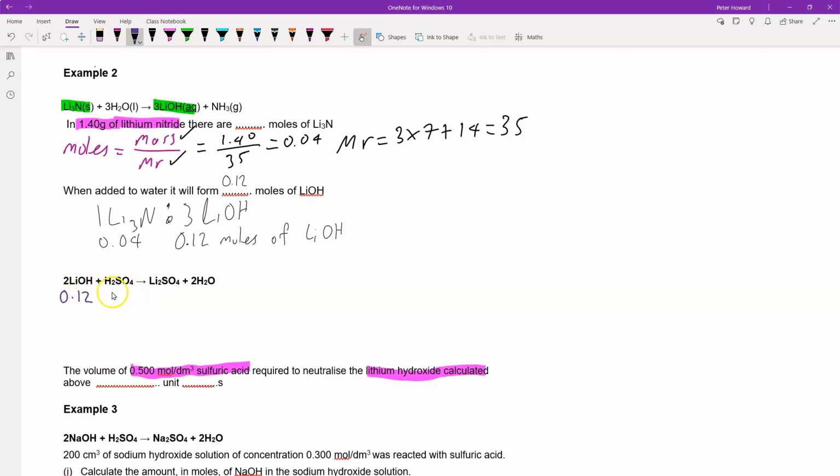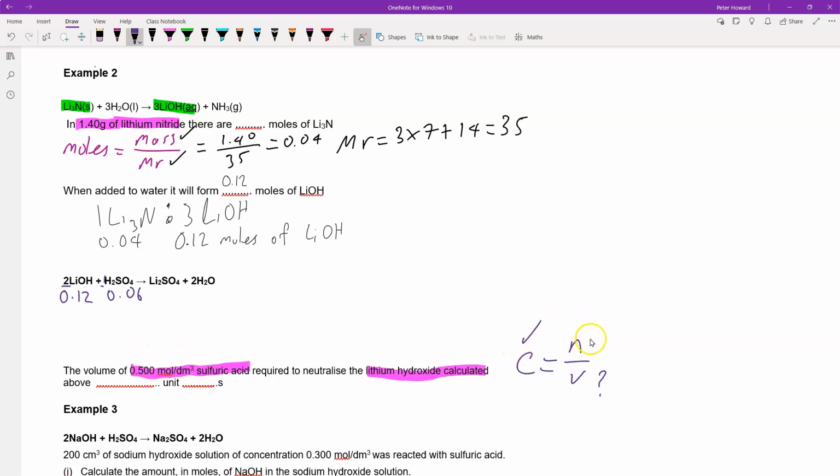So moles of sulfuric acid, we've got a ratio here of 2 to 1, which obviously isn't written. So 0.06 moles of sulfuric acid. So in the question I see the word volume, so I think I might need the equation concentration is moles over volume. It's asking me about the volume, so I can put a mystery mark there. Concentration 0.5 moles per decimeter cubed.